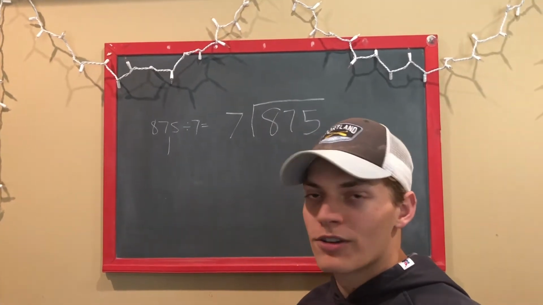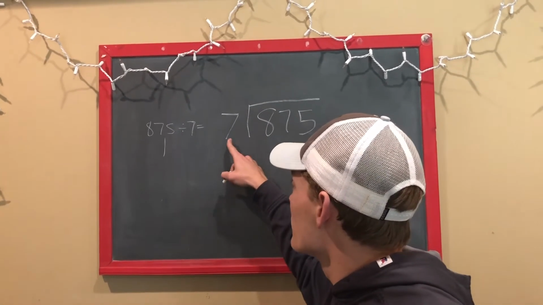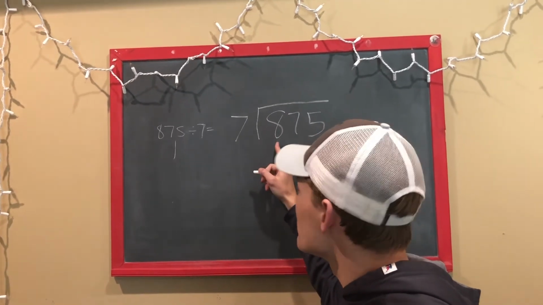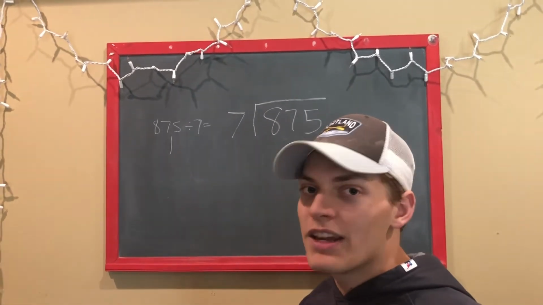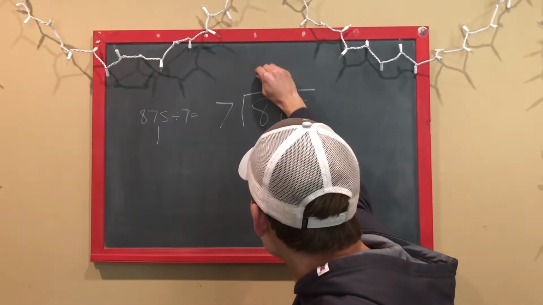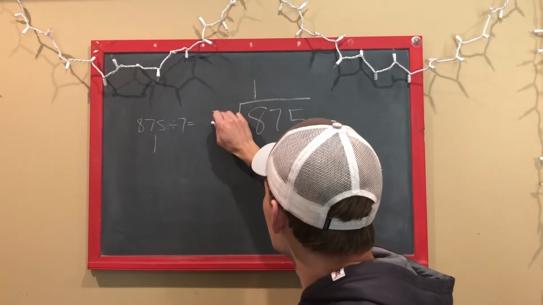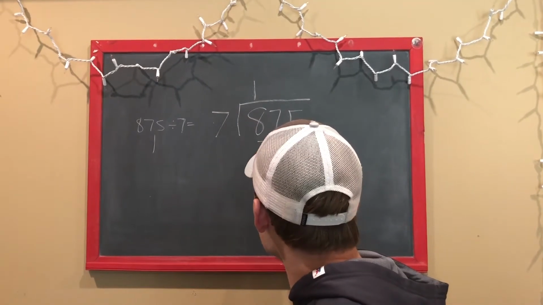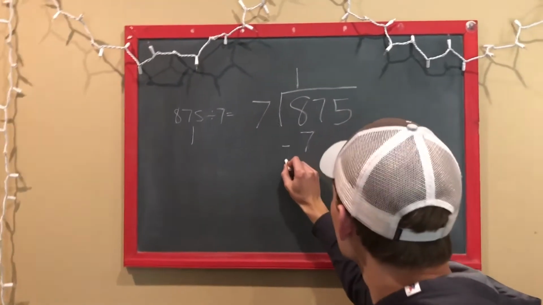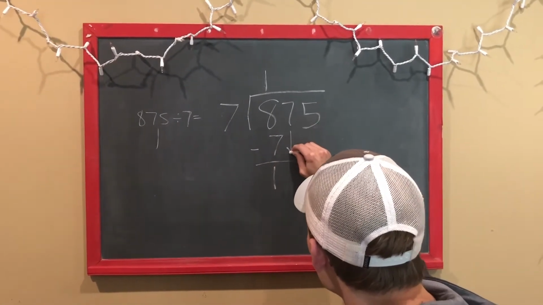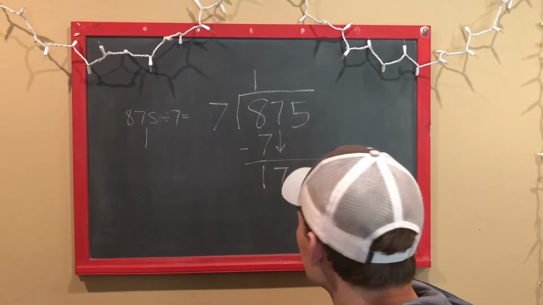To start your long division, you look at the front number and see how many times 7 goes into 8. Since 7 can go into 8 one time, you put a 1 above your 8. Then you multiply 1 times 7, write 7 down here, and subtract. Now you have 1, and then you bring down your 7. So now you have 17.